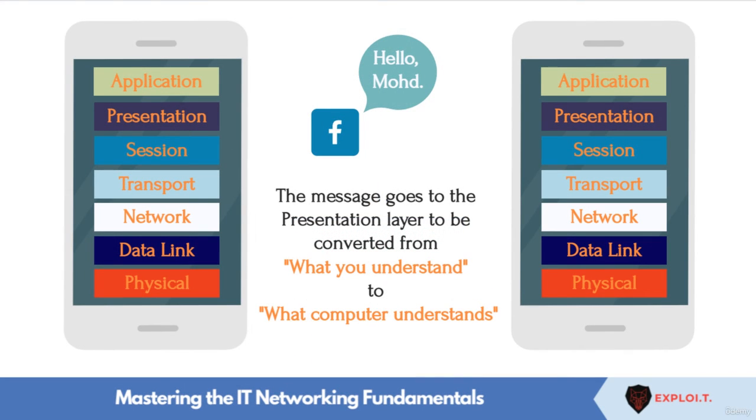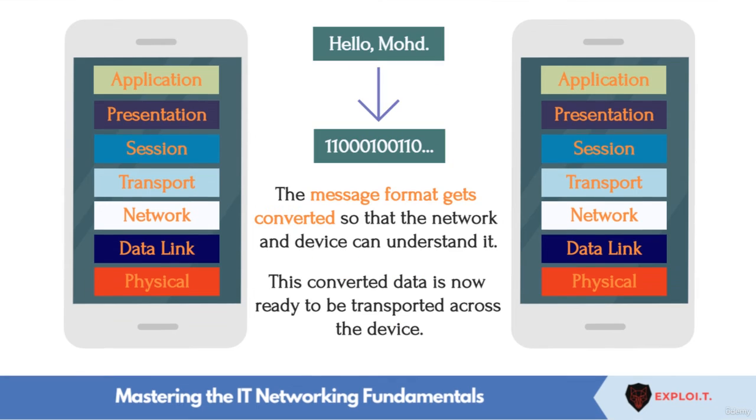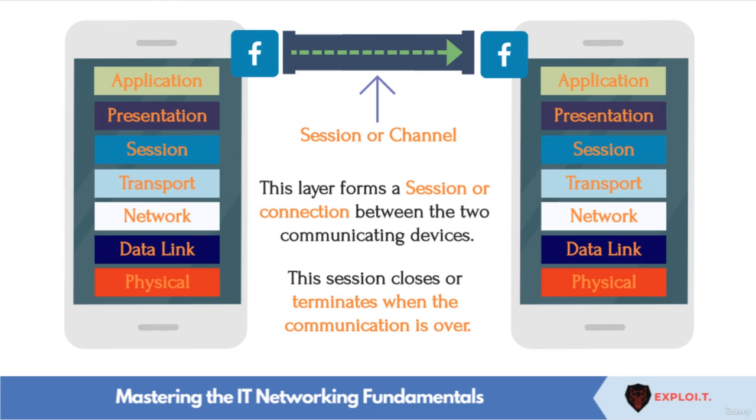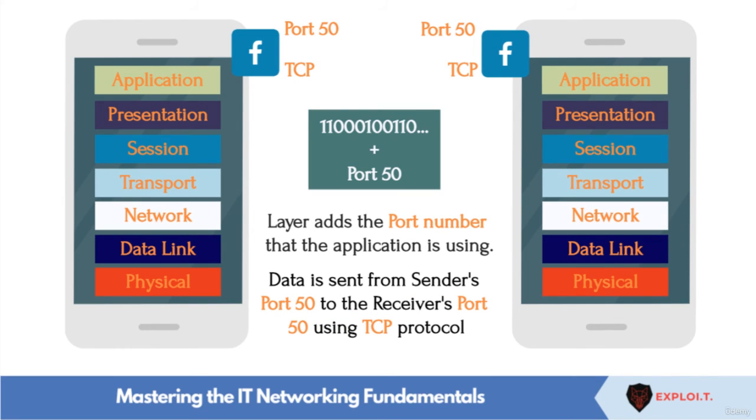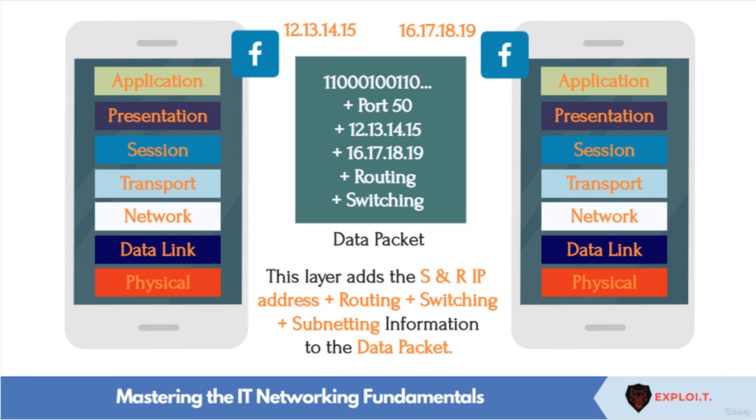We moved from the application, where you typed in hello Muhammad, and that was converted to an ASCII code. After the transformation into ASCII code, a session between you and me was established. When the session was established, the ASCII code was sent to the transport layer so that it can add the port numbers and TCP or UDP protocols. After that, it comes to the network layer where it is called a packet. The network layer adds the IP address of the sender and the receiver.